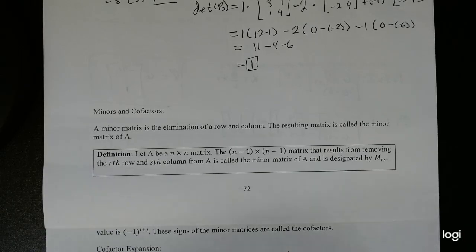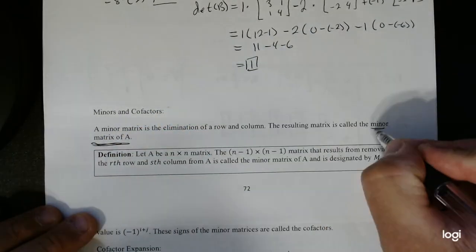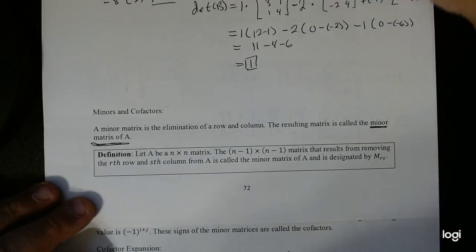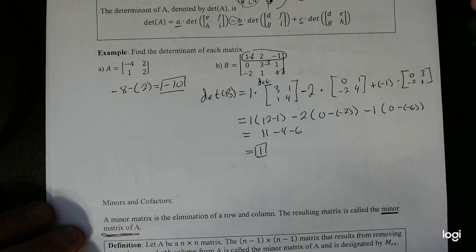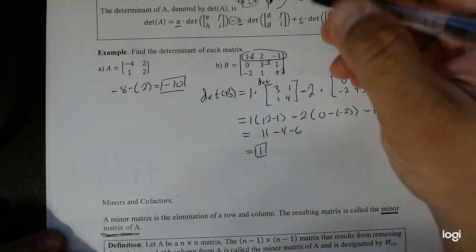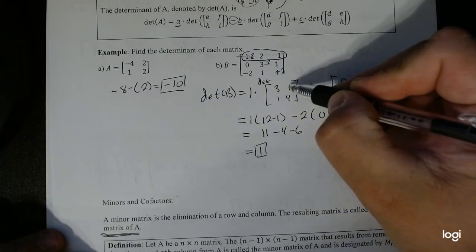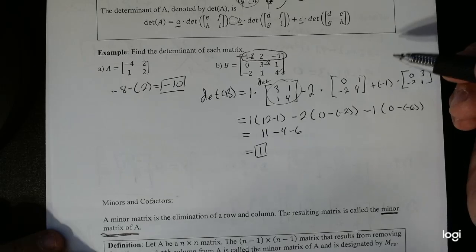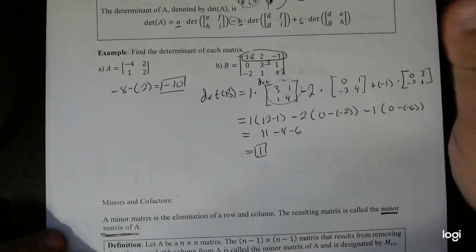Okay, so a minor matrix is the elimination of a row and a column. The resulting matrix is called the minor matrix of A. Okay, now we've actually already done this. We're just calling it now what it represents, and each of these here are called the minor matrices of A, because according to what it says, if I eliminate a row, which I did, the entire row, and a column, which I also did, this is now the minor matrix. So we've been doing that already. Now we're just calling it by its proper term.